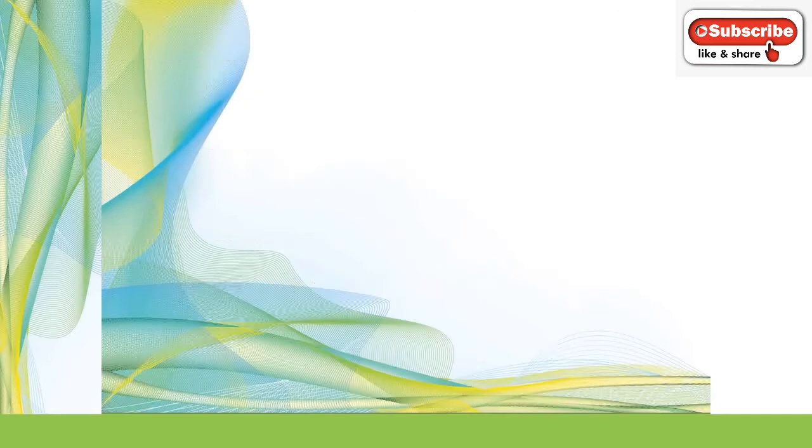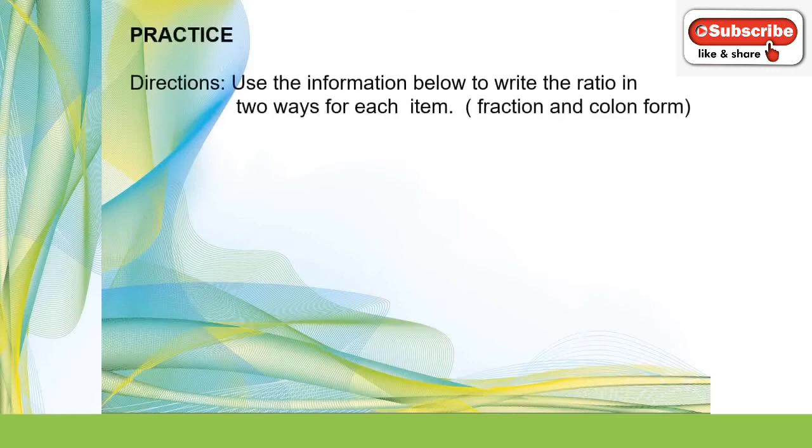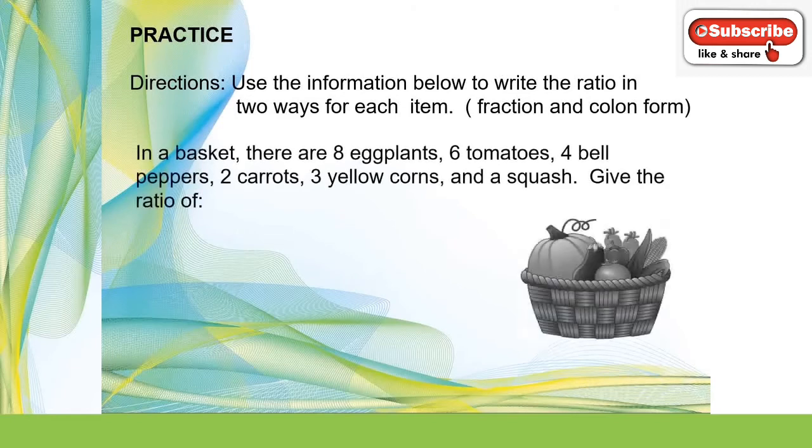For you to understand more about ratio, you are now going to answer the following activities. You will check your work after our discussion. Please practice honesty. The first activity is just a practice. Directions. Use the information below to write the ratio in 2 ways for each item, fraction and column form. In a basket, there are 8 eggplants, 6 tomatoes, 4 bell peppers, 2 carrots, 3 yellow corns, and a squash.